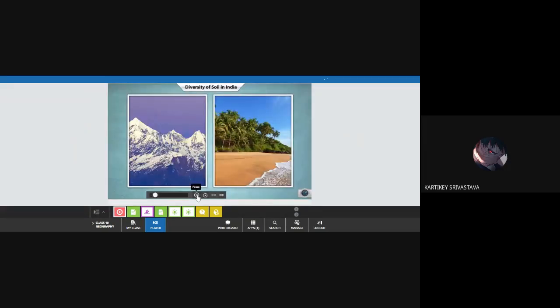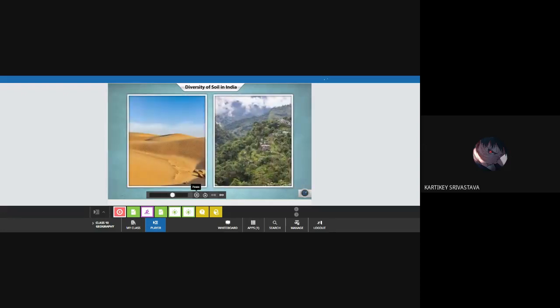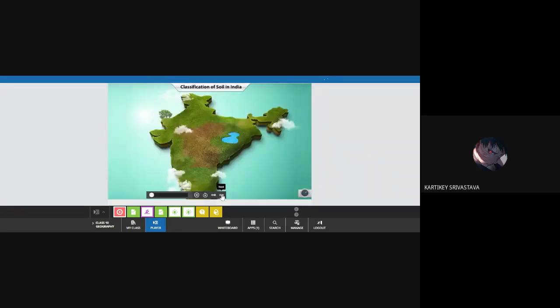India is a land where we face different temperatures and different landforms ranging from high mountains to beaches, from deserts to rainforests. This variety is also seen in the kinds of soils in the country. Let us take a look at the kinds of soil. Let us take a look at different types of soil found in India.